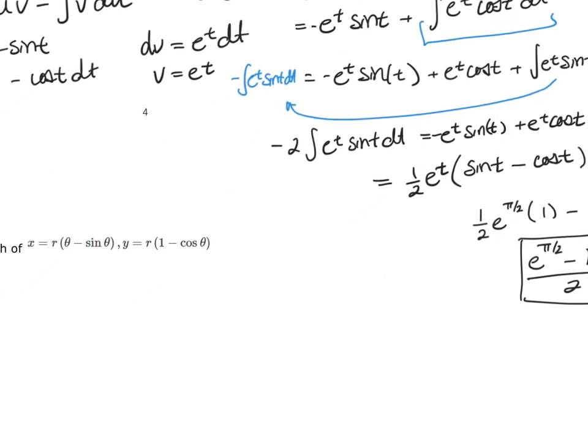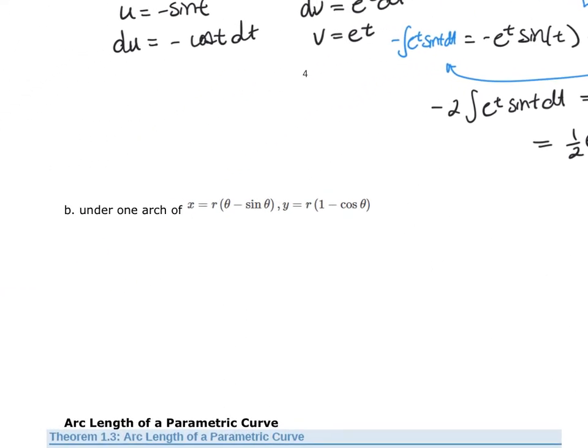Let's take a look at our next example. They're asking for the area underneath one arch. Now, if you remember, these are of the form of a cycloid, which is basically like a wheel going around on the road, if you will. And so that tells me that if it's a wheel, I must be going from 0 to 2 pi. So my integration is from 0 to 2 pi.